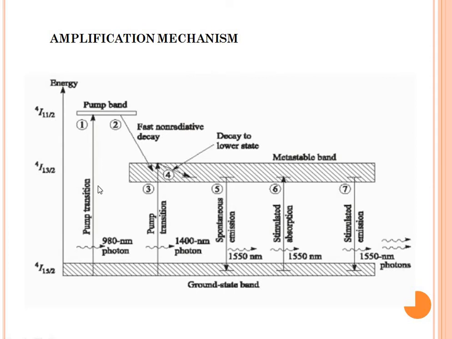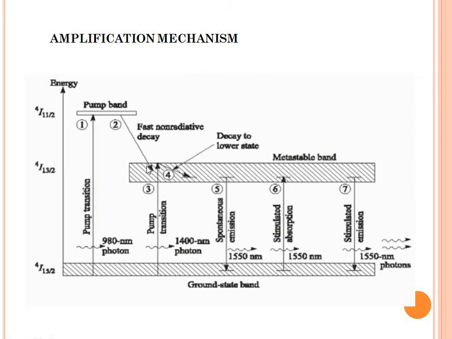In transition process 1, a pump laser emitting a 980 nanometer photon is used to excite ions from the ground state to the pump level. Next, these excited ions decay very quickly from the pump band to the metastable band. This is shown by transition process 2.